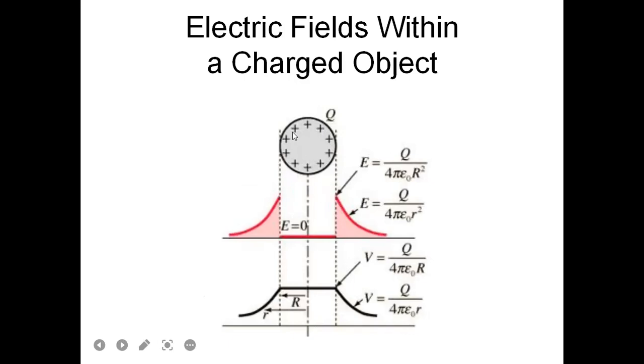So electric fields within charged objects are like this. This is the positive charge and this is the electric field, and this is also the electric field, and this is the capital R, the whole distance, and this is the small r, just taking the radius. In this part the electric field equals 0. Okay. For the other one, the volt will be like this. This is the electric potential.